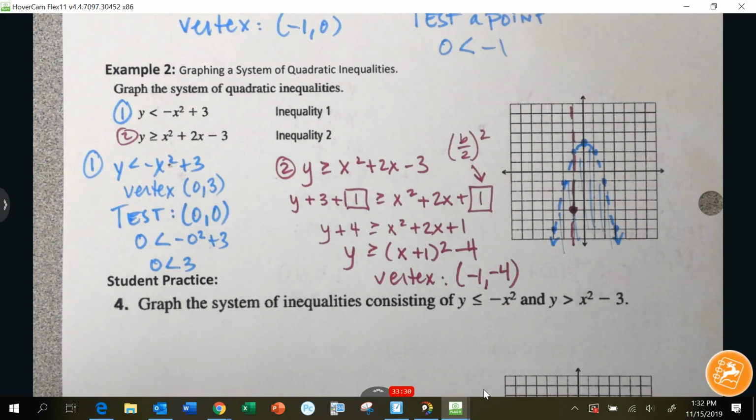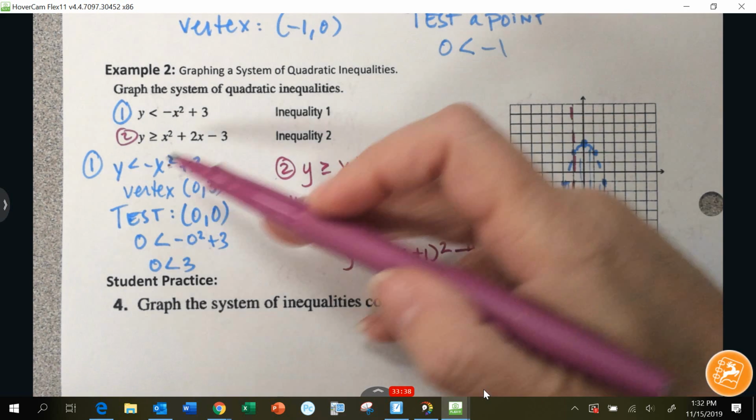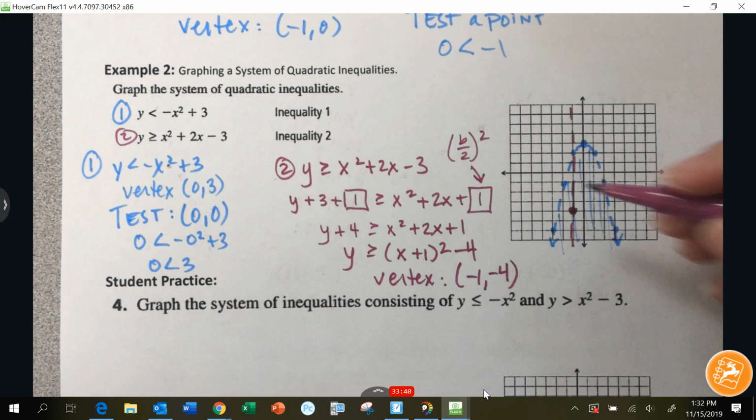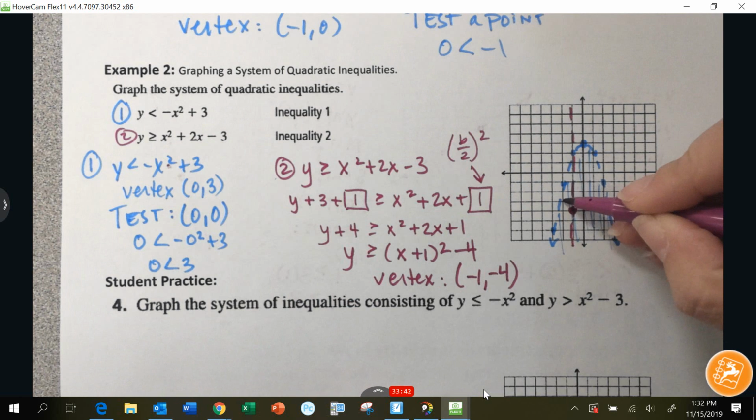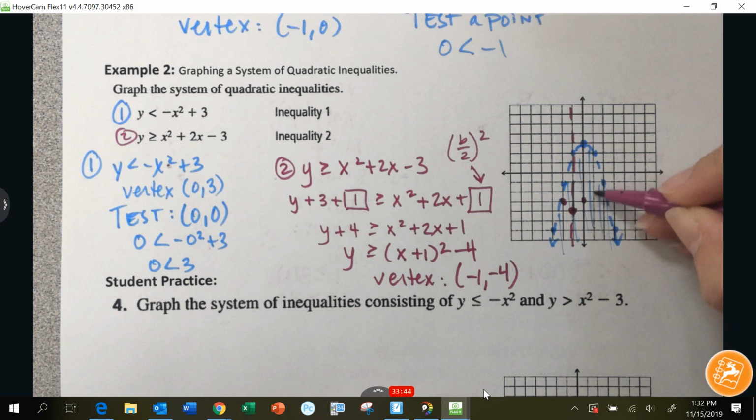Does this one open up or down? Wait, on the blue parabola, we shade inside the parabola. It opens up, and is there a stretch or shrink? No, so I can just use my little pattern that I developed because I had to do this so many times.